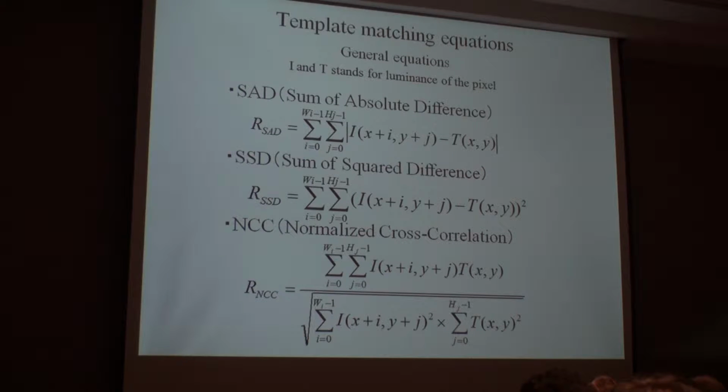Here are general template matching equations. The first is SAD, sum of absolute difference. Next, the second is SSD, sum of squared difference. The third is NCC, normalized cross correlation.